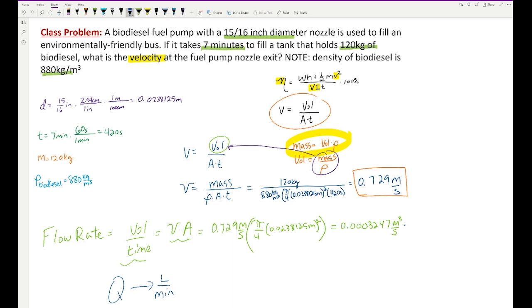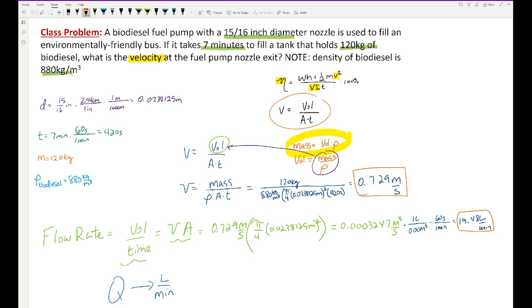So I'm going to convert this into liters per minute. I know that there's 0.001 meters cubed in 1 liter, and I also know that there's 60 seconds in 1 minute. When I calculate that out, I get 19.48 liters per minute, which is a lot easier to understand and visualize how fast that water is moving.